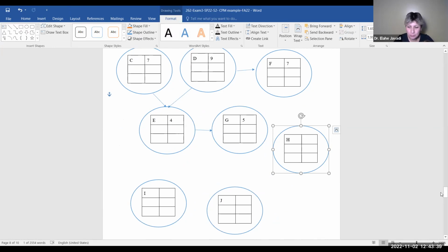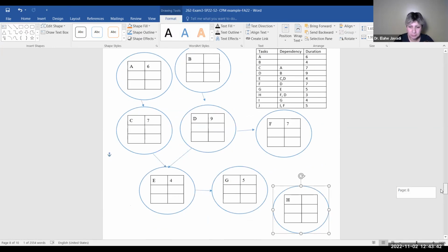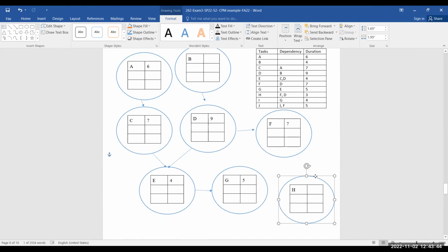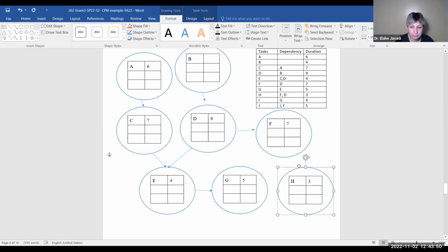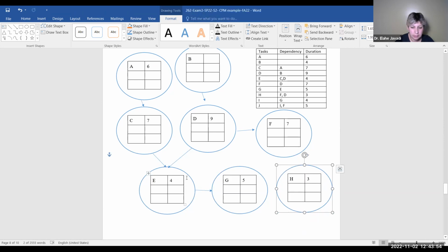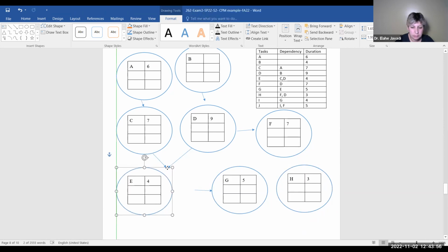H, how many days? What does it depend on? H has a duration of 3 and depends on F and D. F and D. Okay, so I have to move it a little bit higher. Maybe I move this to the left.